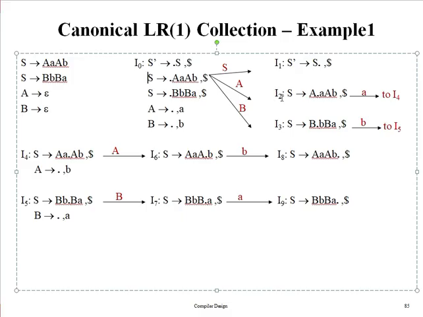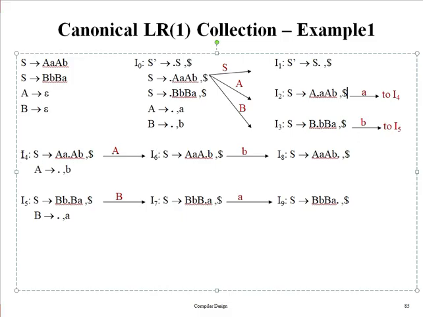Then I2 can be generated from I0 by applying goto of I0 comma A. We can apply that like this, and the parameter is the same, with only a change in the position of the dot. Then I3 can be generated from I0 by comma B, changing only the dot position. The parameter is the same.